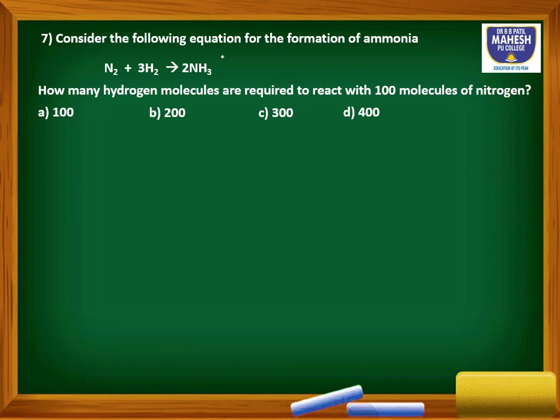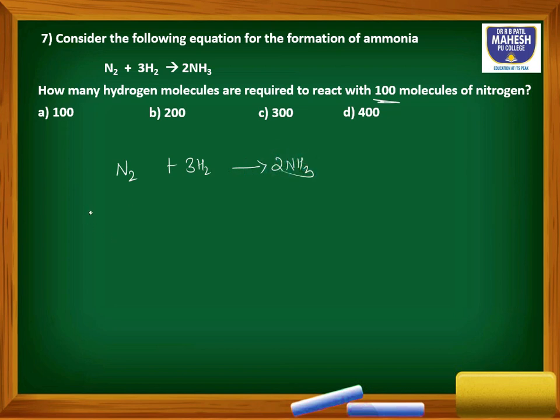Seventh question, consider the following equation for the formation of ammonia. N2 reacts with 3H2 to form 2 moles of ammonia. How many hydrogen molecules are required to react with 100 molecules of nitrogen? So how many molecules of hydrogen react with 100 molecules of nitrogen? That is what we have to calculate. Let us do that. N2 plus 3H2 gives rise to 2NH3.